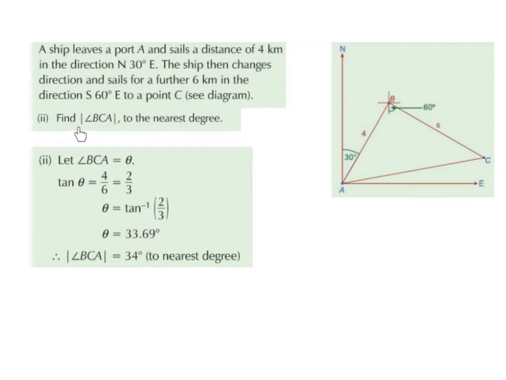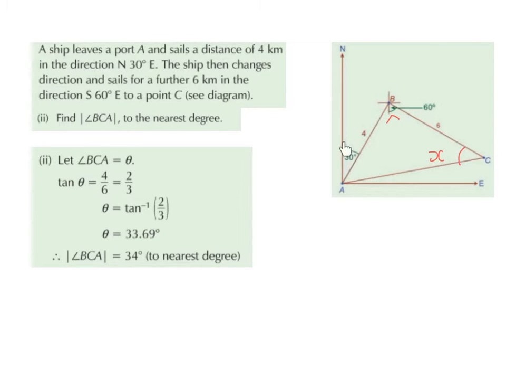Part 2, find the angle BCA to the nearest degree. So BCA, so we're trying to find this angle here. I'm going to label it as X. Now remember, we found this angle in here to be 30 degrees, and this is 60, and 30 plus 60 is 90, so this is a right angle.